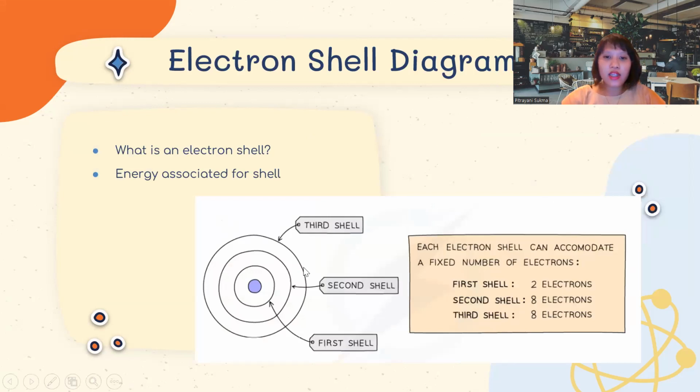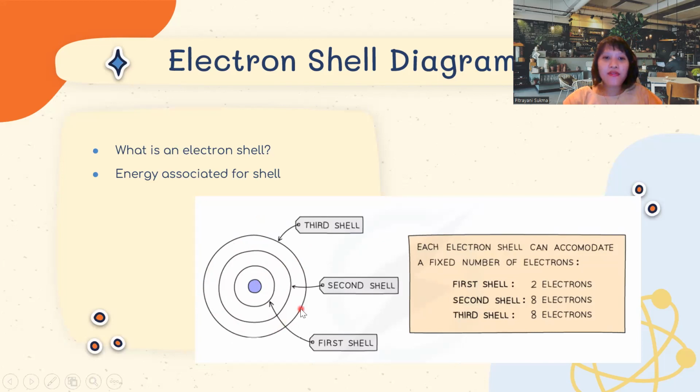Before we continue, let's learn the definition of the electron shell. Here is the picture of the electron shell diagram. So this is the atom. Sorry, this is the nucleus, and you can see this is the electron shell. We can see this atom has 3 shells. So what is an electron shell? It is the pathway that is used by the electron to orbit the nucleus of an atom.